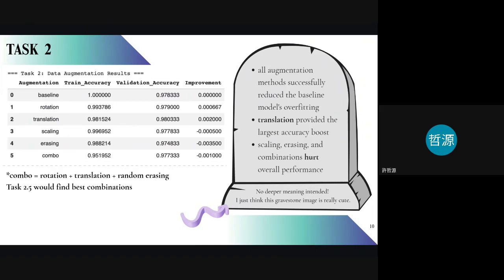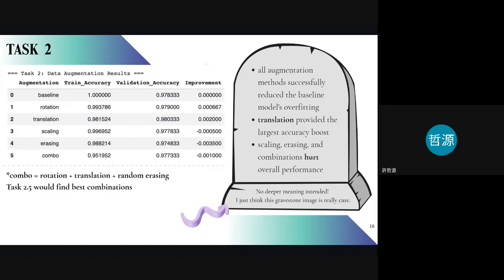Which single augmentation improves performance the most? Do combinations work better? Do any methods hurt performance? And finally, does augmentation reduce overfitting? And look at the results. The conclusions are clear. First, translation was our most successful method. It yielded the largest improvement of 0.002.